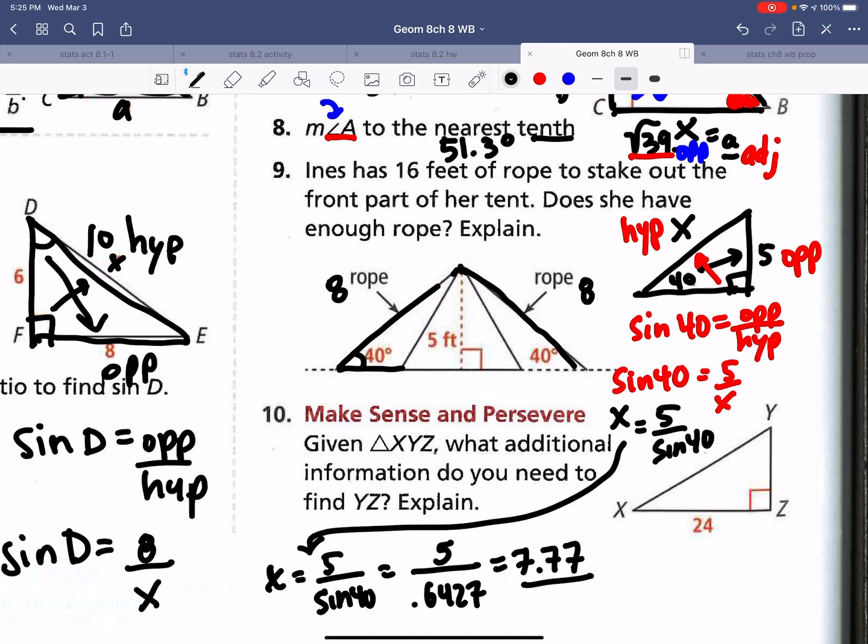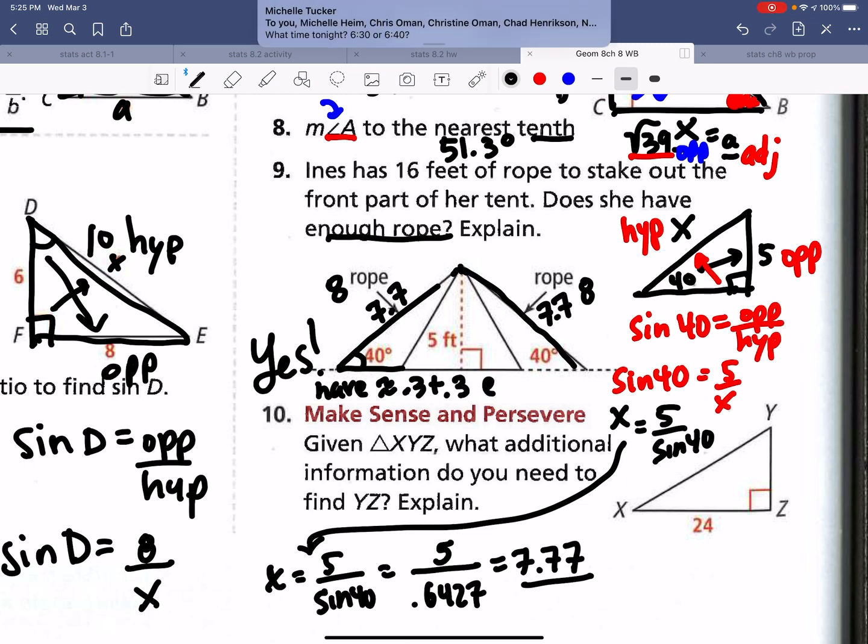Okay, so yeah, this is going to be 7. I need something a little less than 8. So do I have enough rope? Yes. In fact, you have about 0.3 plus 0.3 extra.